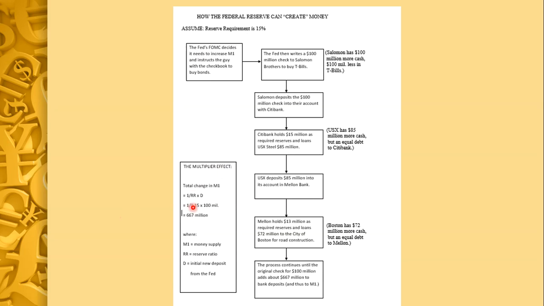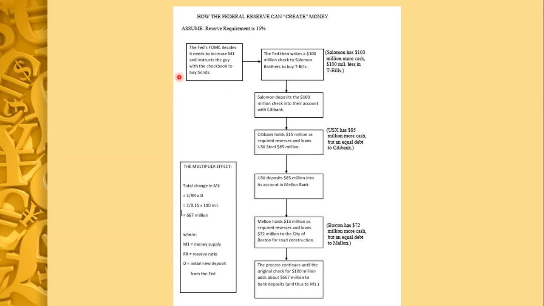If you look down here, here's the multiplier. So 1 over the reserve requirement, 1 over 0.15 is 6.67. When you multiply it times 100 million, you get 667 million. So anyway, the multiplier here is 6.67.